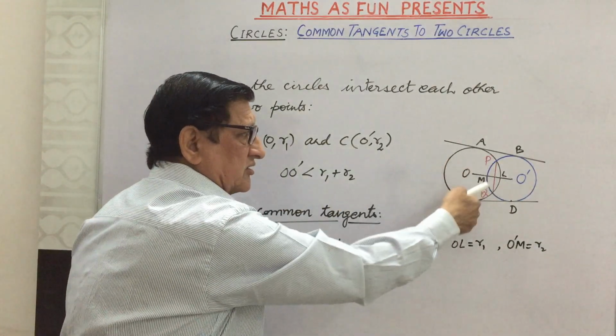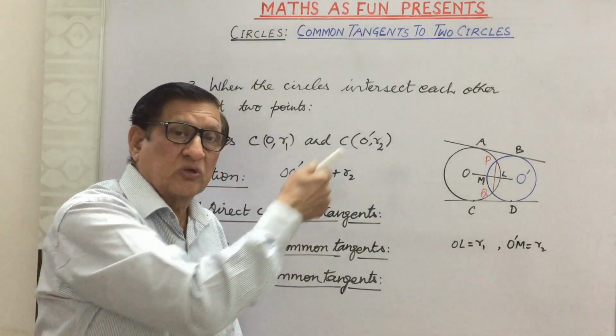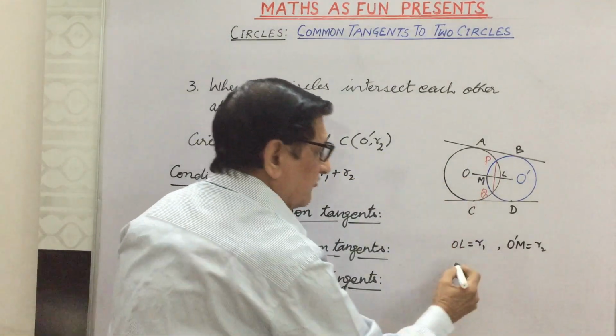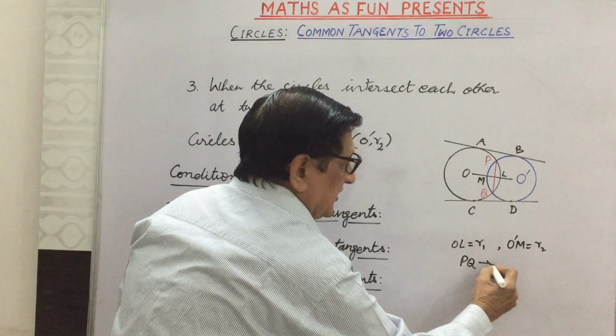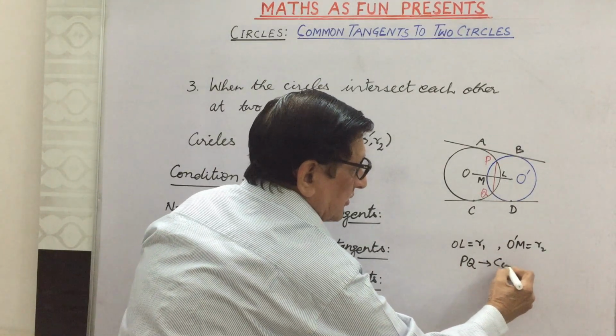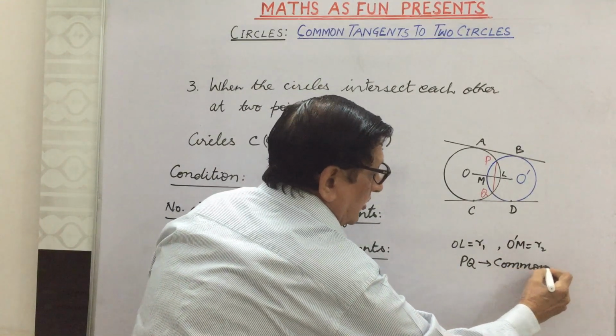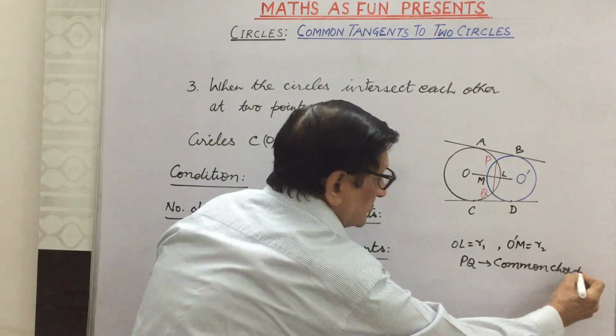They are intersecting each other at P and Q. If we join P and Q, then what is PQ known as? PQ is known as the common chord of 2 circles.